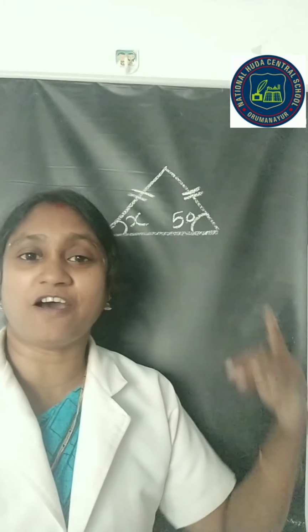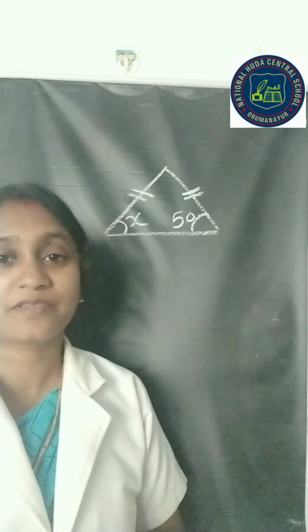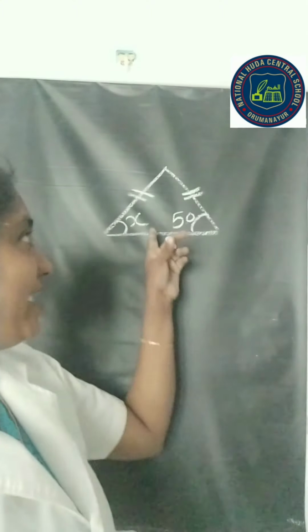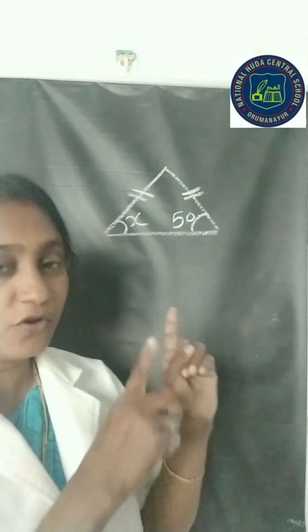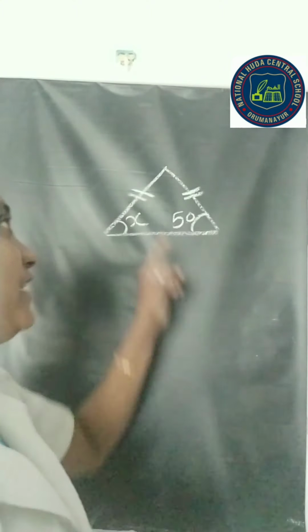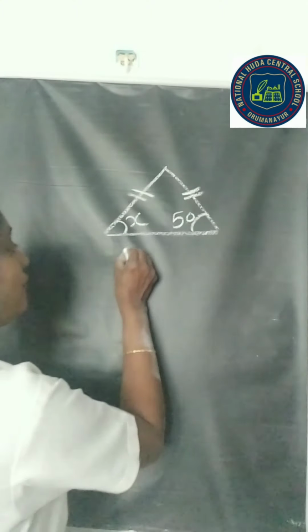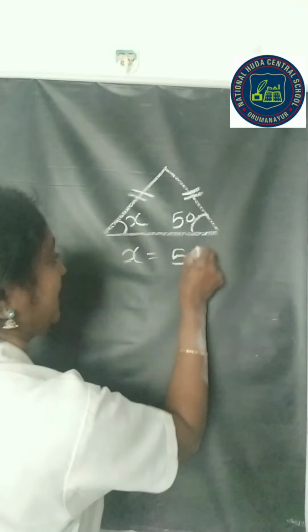What will be the measure of angle X? We know that this is an isosceles triangle because two sides are equal. Therefore, the angles opposite to the two equal sides will be equal. Therefore, X equal to 50 degrees.